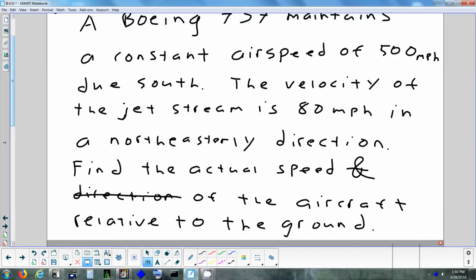Okay. Another thing you have to be careful of when they word this kind of problem, they can either tell you the direction the wind is blowing, like I did. The velocity of the jet stream is in a northeast direction. Or they can say the wind is coming from the southwest. Saying it's blowing from the southwest is the same as it's going towards the northeast. Okay? So keep that in mind.